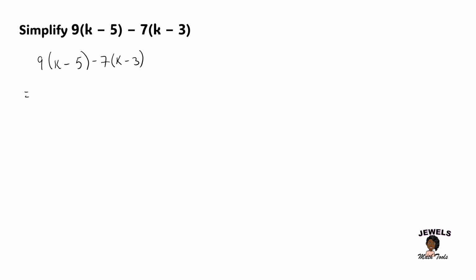So let's begin. We're going to be distributing our 9 to k, and 9 times k will equal 9k. We'll distribute our 9 to our 5. So 9 times, remember our minus sign will be operating as a negative sign in this case, 9 times negative 5 will equal negative 45. So now that we have simplified our first parentheses, let's move to our second one.